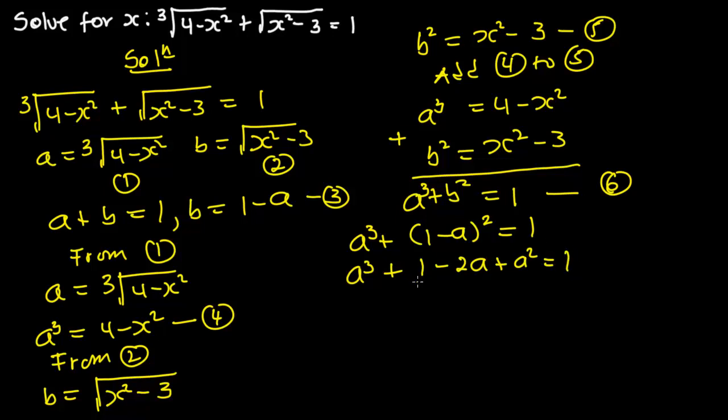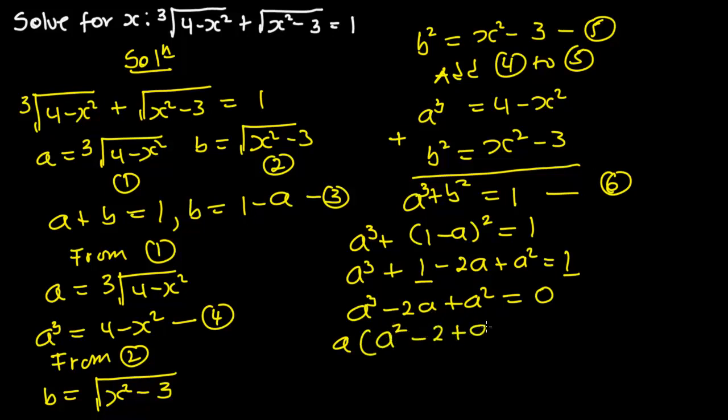When you move positive 1 to the right hand side, it's going to cancel out this 1, so we are going to get 0. The equation now becomes a to the power 3 minus 2a plus a squared is equal to 0. From the left hand side, we have a in common, so I'm going to factorize a out. With a out, we are going to be left with a squared minus 2 plus a, and this will be equal to 0. Let me rewrite what is inside the bracket: we are going to have a into a squared plus a minus 2 is equal to 0.